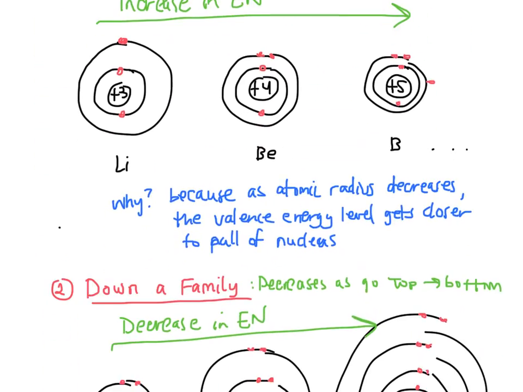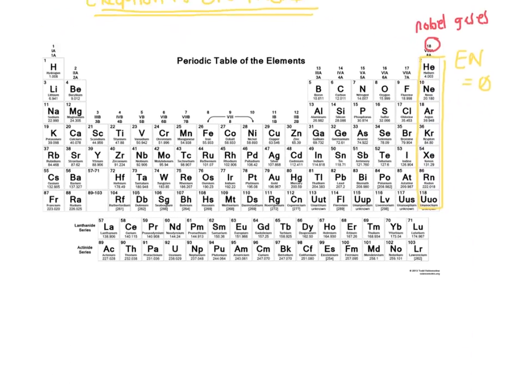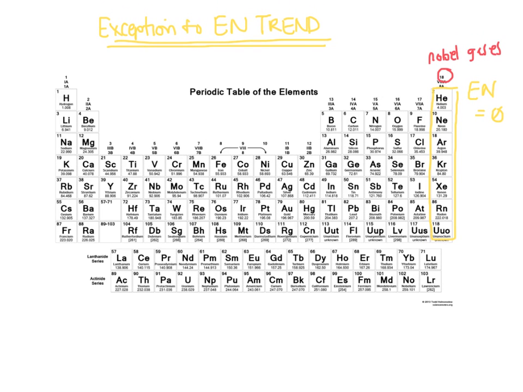And the fact is that your noble gases don't need to attract electrons from another atom because their valence energy levels are full. So they have a full valence energy level. And what that means is they don't have any room for any more electrons. Therefore, they don't have an electronegativity value. So you need to remember this exception to the electronegativity trend.